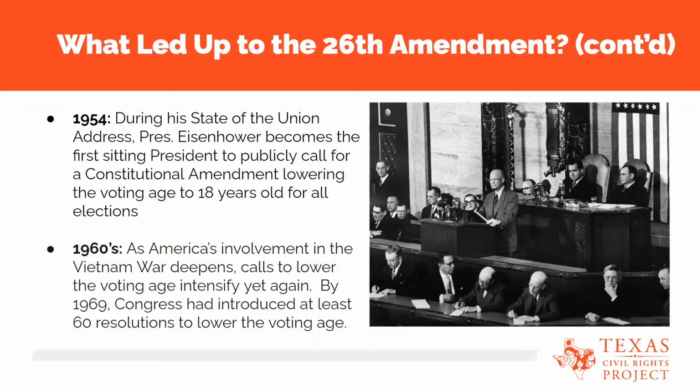And then throughout the 60s, as America's involvement in the Vietnam War deepened, calls to lower the voting age intensified yet again. And by the end of the decade in 1969, Congress had introduced at least 60 separate resolutions to lower the voting age.